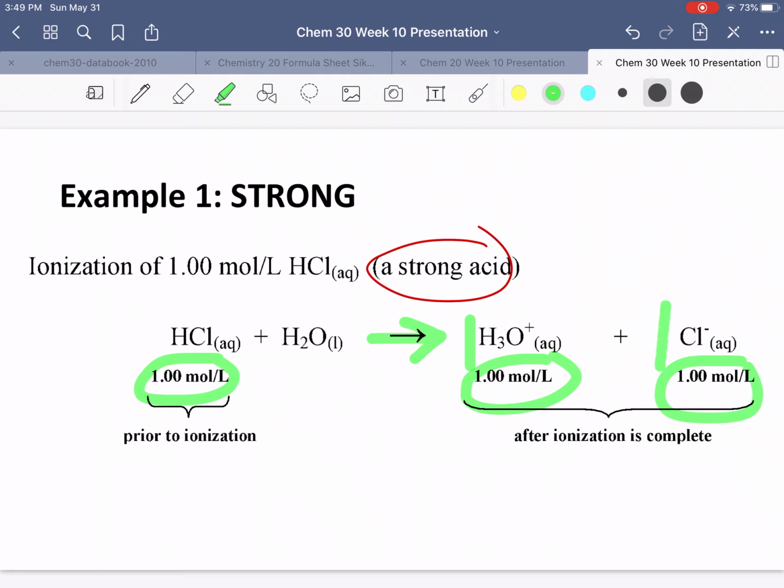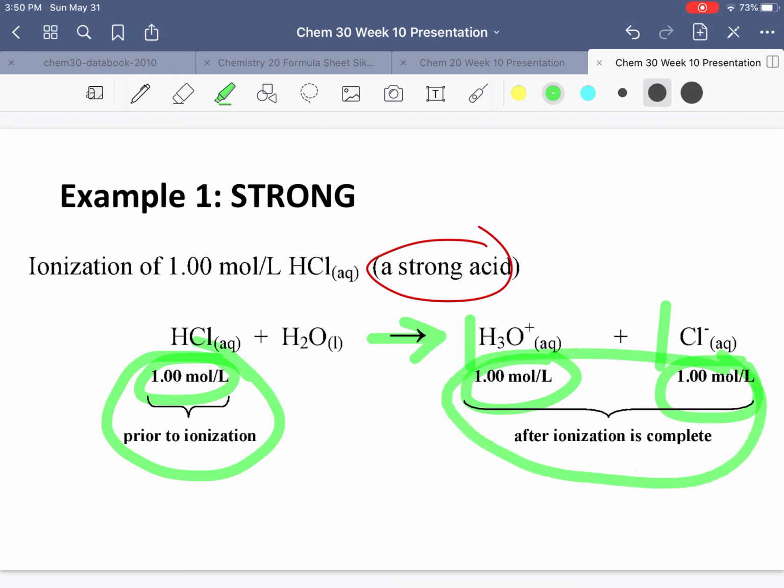Okay, remember, this original concentration is before it ionizes. These concentrations of the products are after that 100% ionization. Keep in the back of your head, strong acid.